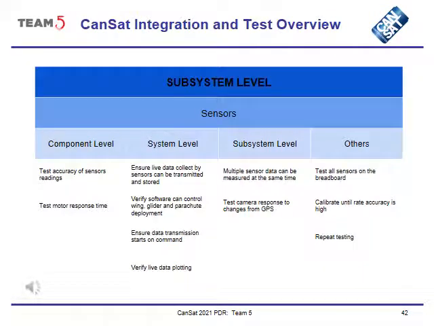So now we explain a little better each of these points. For sensors, we have the component level, which is test accuracy of sensor readings and test motor response time. For the system level, ensure live data collected by sensors can be transmitted and stored. Verify software can control wing, glider, and parachute deployment. Ensure data transmission starts on command. Verify live data plotting. For the subsystem level, we have multiple sensor data can be measured at the same time. Test camera response to changes from GPS. And others. Test all sensors on the breadboard. Calibrate until rate accuracy is high, and repeat testing.